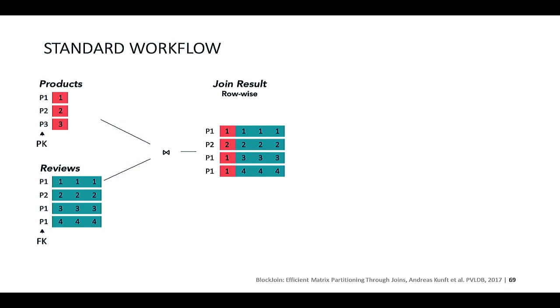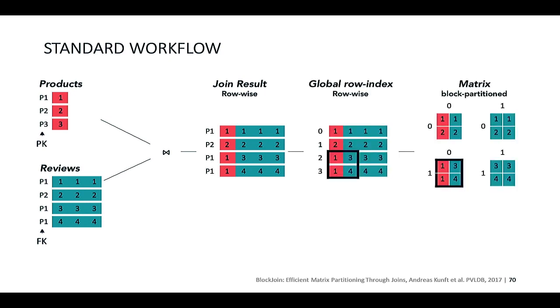The next step to achieve this blockwise matrix partitioning would be to apply a global row index. This is necessary because data flow systems are inherently unordered. There's no notion of order in data flow systems, so you have to introduce an ordering explicitly, for instance, by using a zip-with-index function or something. Once you have this global row index over your whole data set, you can use this to achieve the blockwise matrix partitioning, as you see on the right. We divide our data set into 2x2 sub-blocks in our matrix. So this is the pipeline.